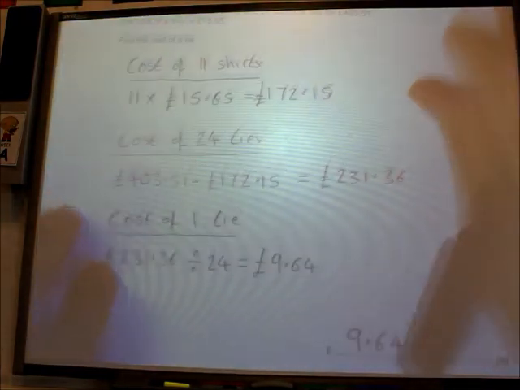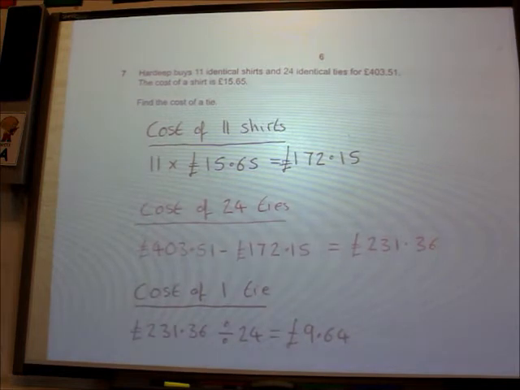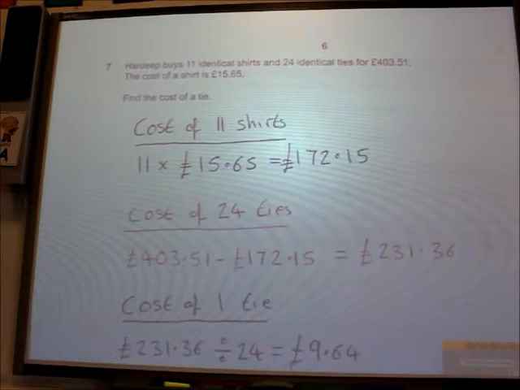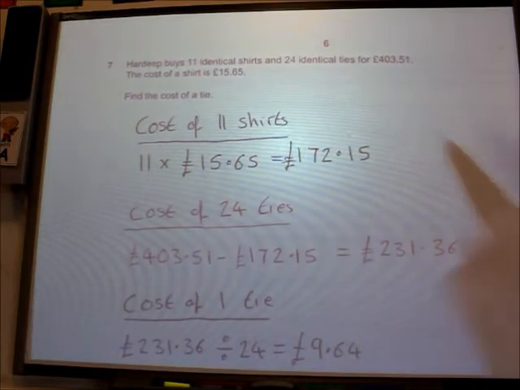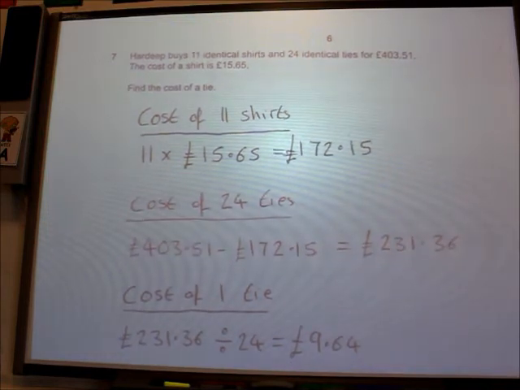Moving on, question 7. Here we go. Hardy buys 11 identical shirts and 24 identical ties for £403.51. The cost of a shirt is £15.65. Find the cost of a tie. Right, it's 4 marks for this.